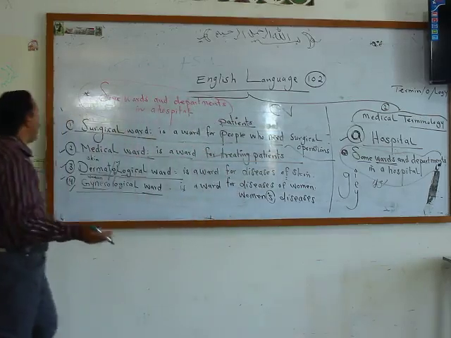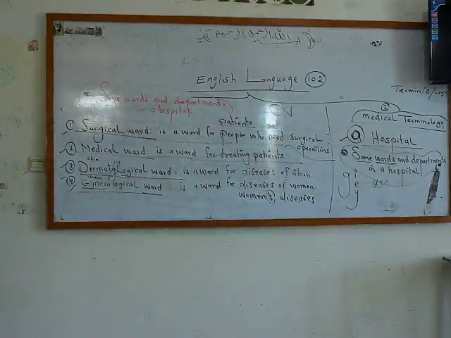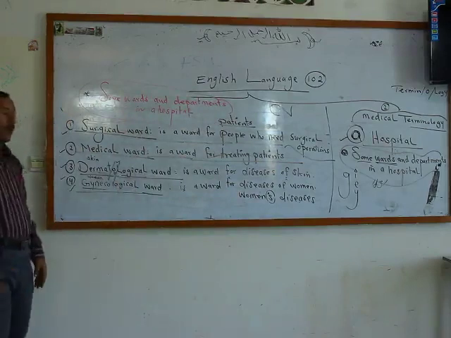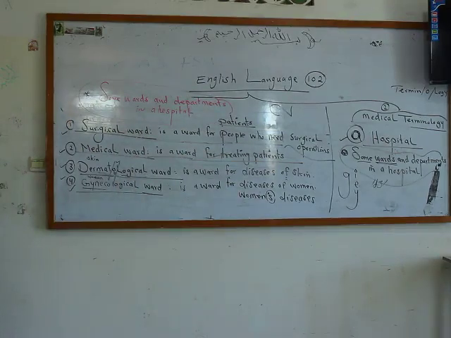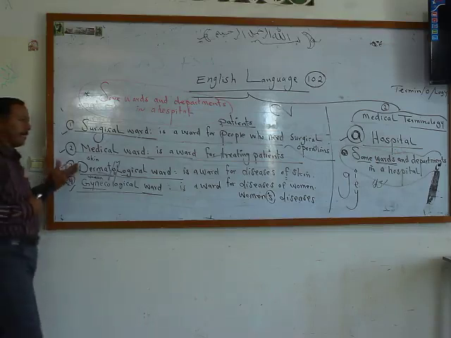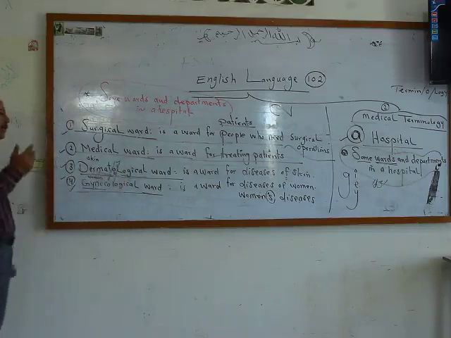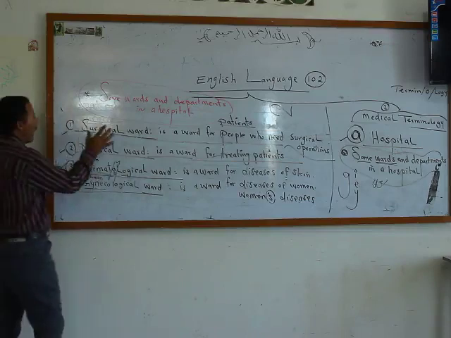What are these words? A word is the place, a corridor, inside of the hospital. You can find inside of this hospital so many rooms to treat patients.